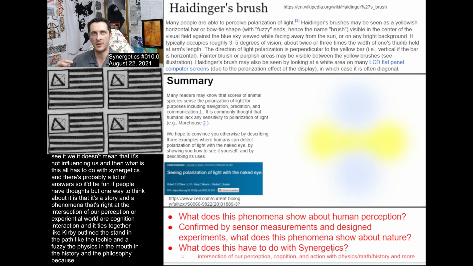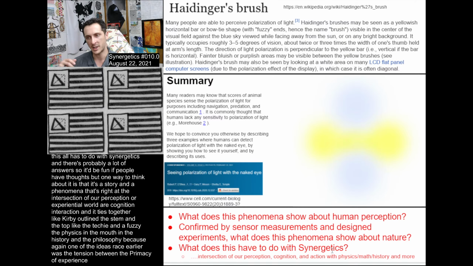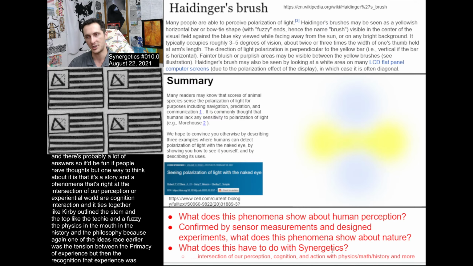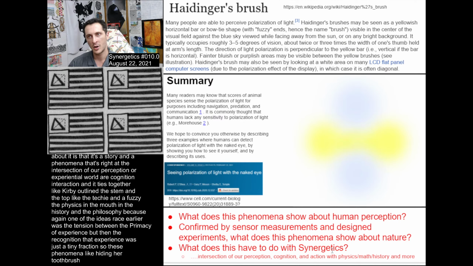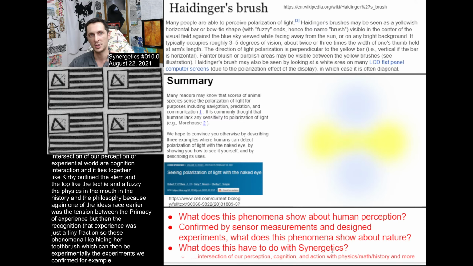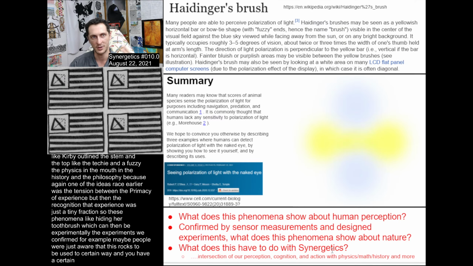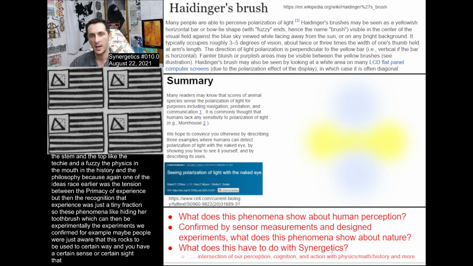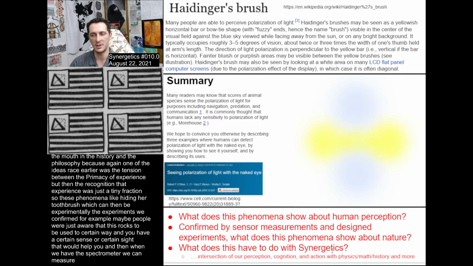Because, again, one of the ideas raised earlier was this tension between the primacy of experience, but then the recognition that experience was just a tiny fraction. So these phenomena, like Heidinger's brush, can then be experimentally confirmed. For example, maybe people were just aware that this rock could be used a certain way, and you'd have a certain sense or a certain sight that would help you. And then when we have the spectrometer, we can measure it hundreds of years later.